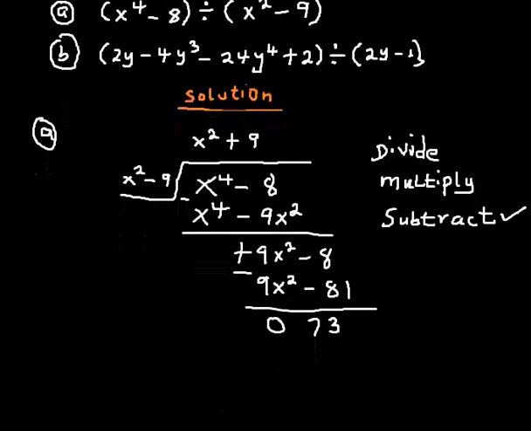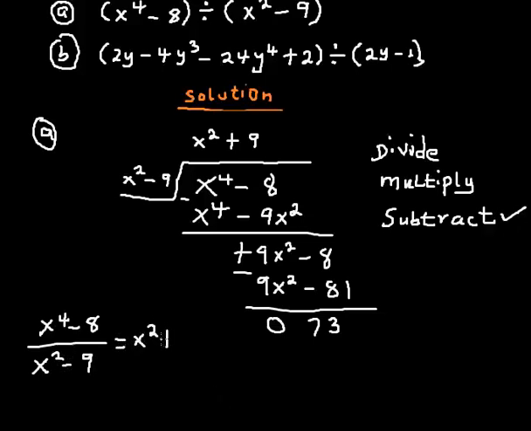So that simply means that if I divide x raised to the power 4 minus 8 by x raised to the power 2 minus 9, I will end up having x squared plus 9 as my result, with a remainder of 73. Then don't forget you also have to divide the remainder by x squared minus 9.